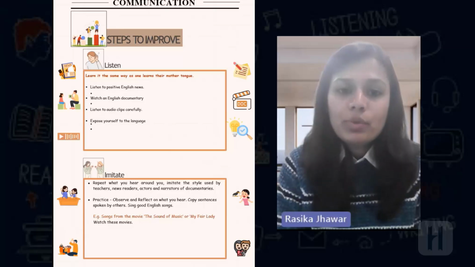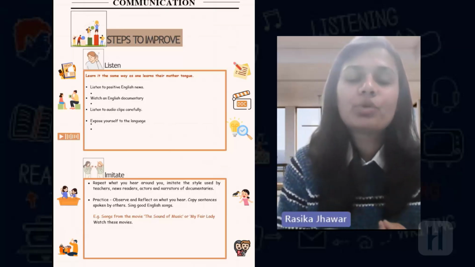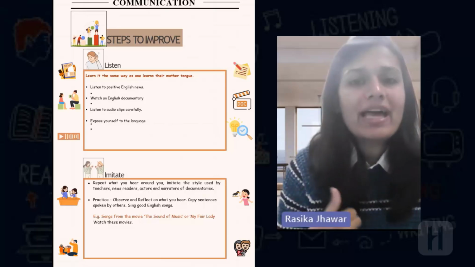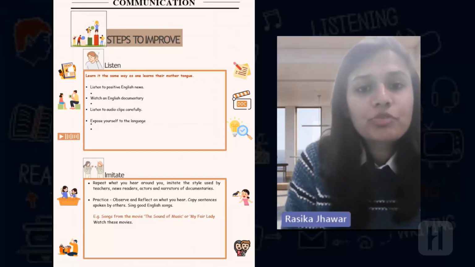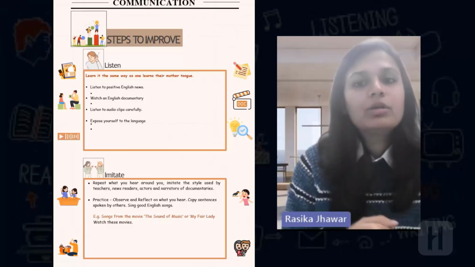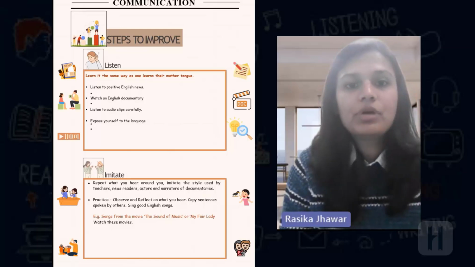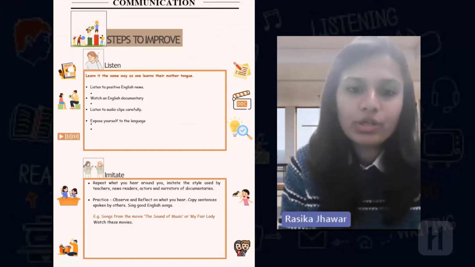And after you're doing this, you ensure that you expose yourself to the language very much. Try listening to as many English speakers around you. Try being in a group of colleagues who interact only in English. By listening, you will be able to imitate. That's the next step to learn a new language: listen and then imitate what you listen.